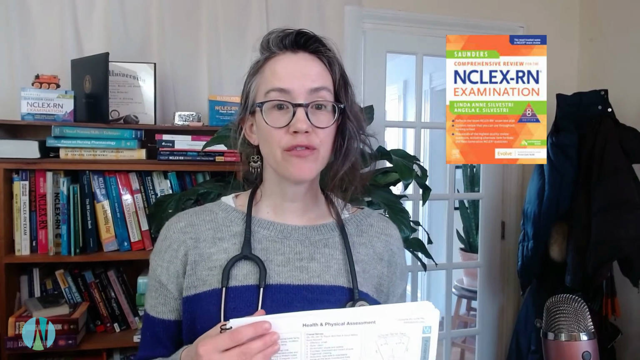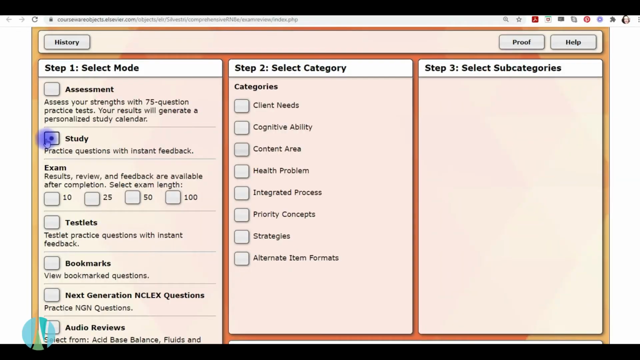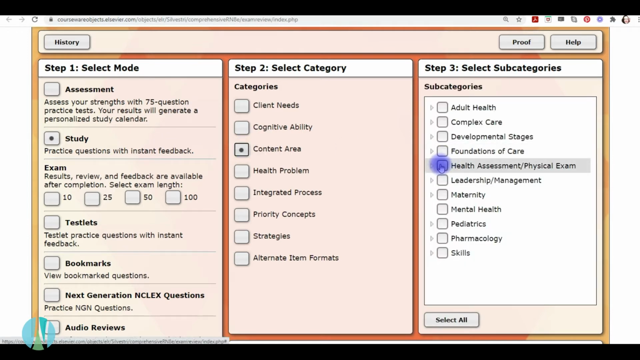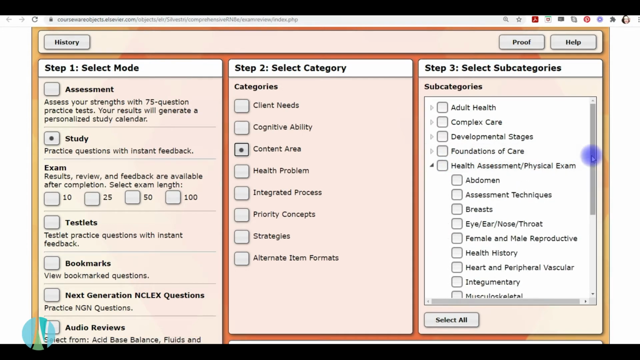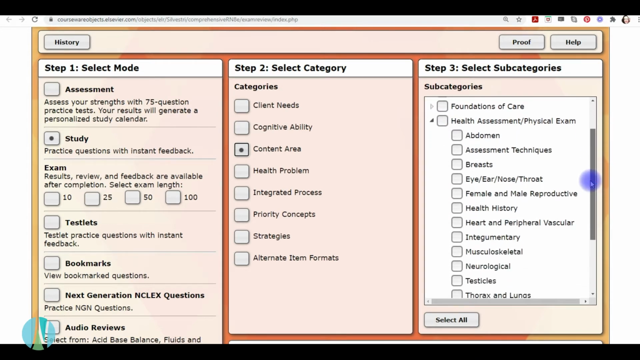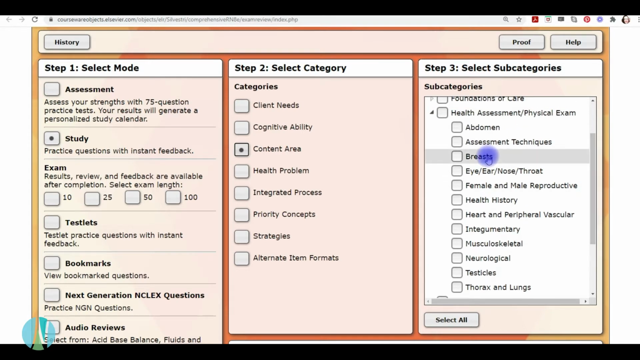My favorite resource to use for that is the Saunders online questions. You'd have to buy the Saunders book, but a lot of the time you can find specific questions from your books from school. I'm going to show you what the online Saunders looks like so you could do some health and physical assessment questions. You log into your Saunders or your Elsevier, which a lot of nursing schools offer to you, go to study, click content area, and you can see that health assessment physical exam has an arrow. You can press down on it and choose from all the different systems to do your practice questions.